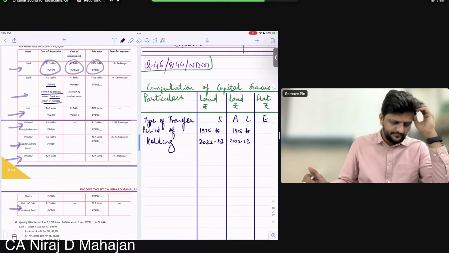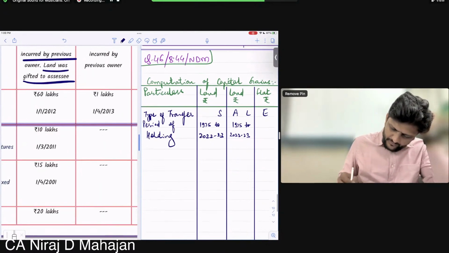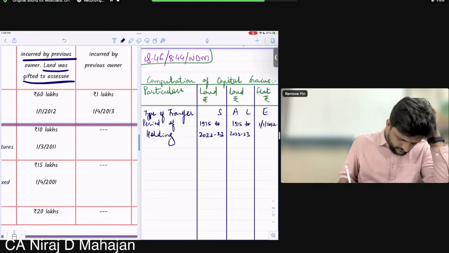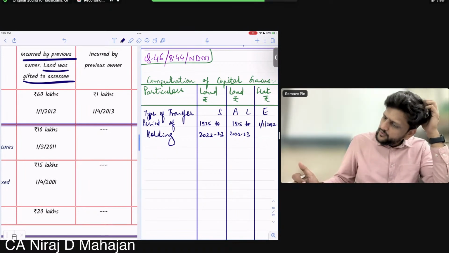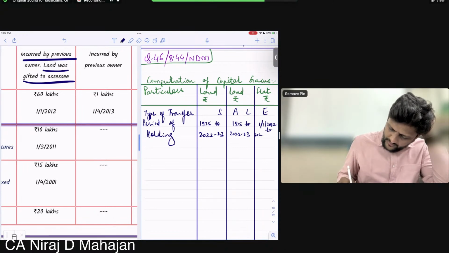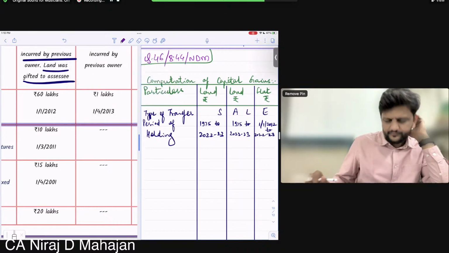Done till here? And flat 1/1/12. You have to increase one viewers over here. ठीक है. 2 22 23. Yes, still here?